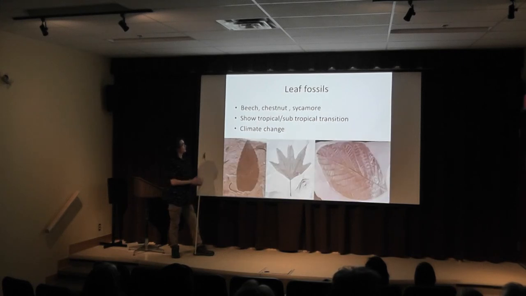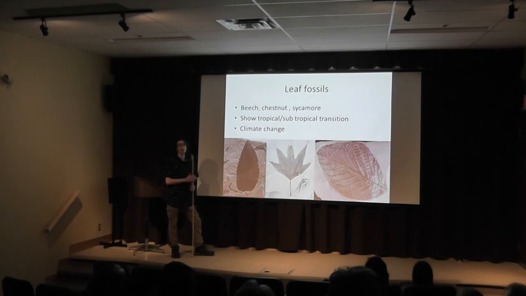So, the bulk of the fossils found in Kitsilano Beach are leaf fossils. The most common are beech, chestnut, and sycamore, all very familiar names. They show signs of climate change between tropical to more subtropical environments.